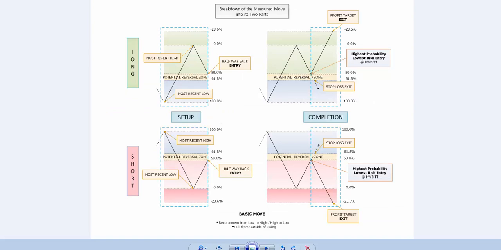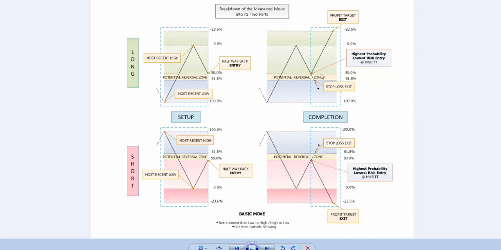Here's a breakdown of a measured move into two parts. We have an example of a long here, and we have an example of a short here. First is the setup. The setup inside of a long setup is drawn from a low to the most recent high. It trades its halfway back entry. This is the setup portion of the measured move, the basic measured move.